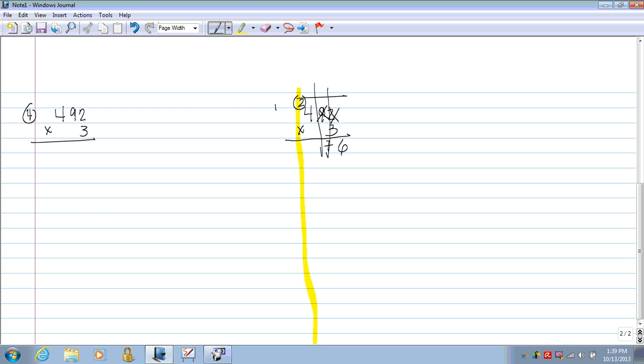4 times 3 is 12. Remember, you add that 2 that you regrouped, and 12 plus 2 is 14. So the product is 1,476.